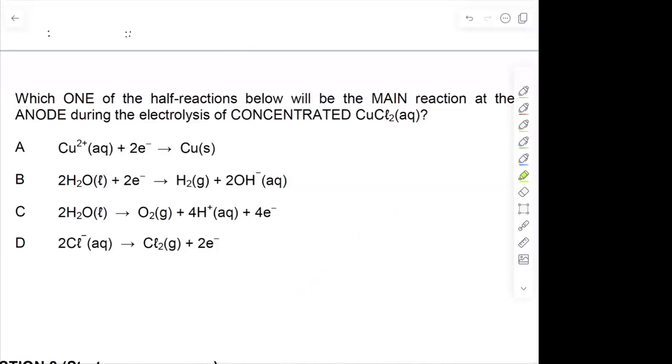So which one of the half reactions below will be the main reaction at the anode during the electrolysis of concentrated copper chloride, right? So let's look at copper chloride. In that case there, copper chloride is going to break down into Cu2 plus and chloride as well. So then this is going to become 2Cl minus, right? So we can see in this case here, copper is going to want to gain electrons, and then chlorine is going to want to lose 2 electrons.